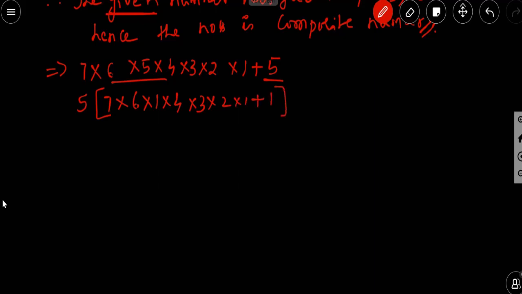Now if I multiply this, 2 threes are 6, 6 fours are 24, 24 into 6, then you multiply with 7, so how much are you going to get?